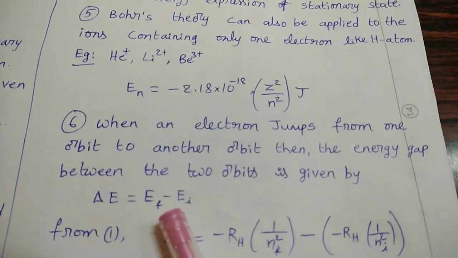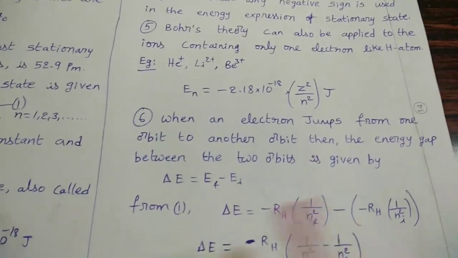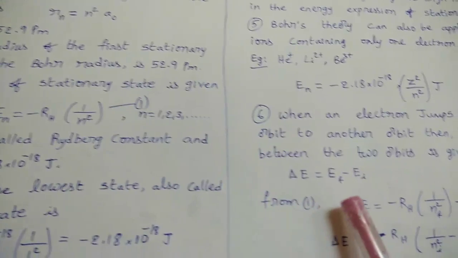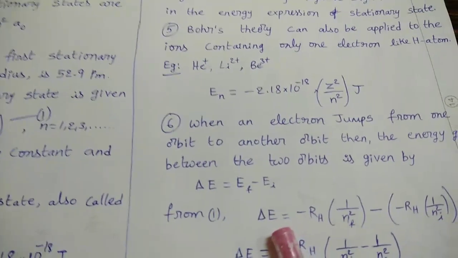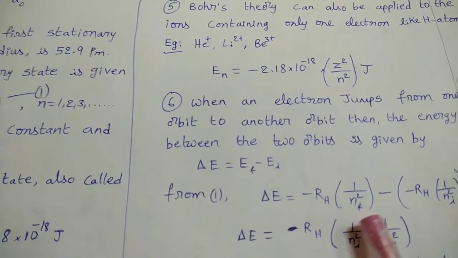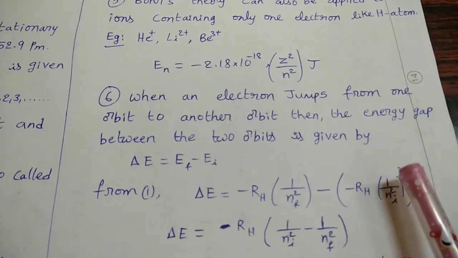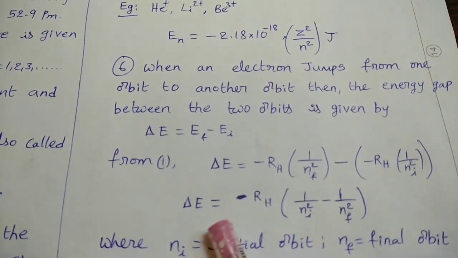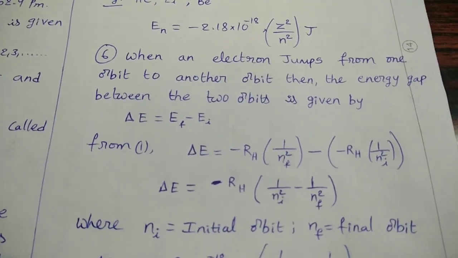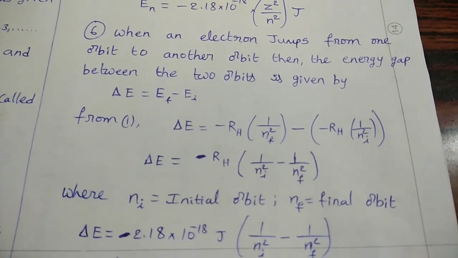Here E_F means energy of the final state, E_I means energy of the initial state. See this one from expression 1. From this formula, we can get expressions for E_F and E_I. So energy gap ΔE equals minus R_H into 1 by n_f squared minus R_H into 1 by n_i squared. From this we can get ΔE equals R_H into 1 by n_i squared minus 1 by n_f squared. Here n_i is initial orbit, n_f final orbit.